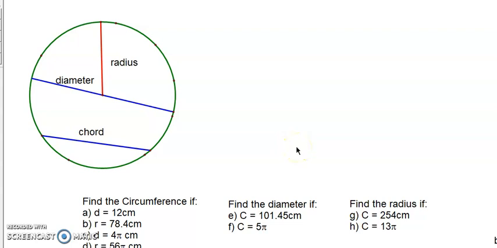Okay, let's review all the formulas we looked at for circles, and then we'll try some examples. So let's remember, first of all, the diameter. This is the diameter from one end through the center to the other end, and diameter is 2 times the radius. So 2 radii make a diameter. So I can also say that the radius is the diameter divided by 2. So if I have a diameter divided by 2, I get the radius.